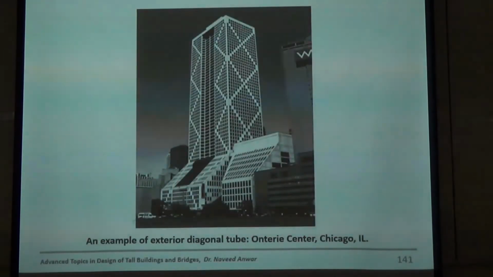That's the building with the diagonal exterior tube, the Trade Center in Chicago. It's a famous building because it's a tube and braced, beautifully done.